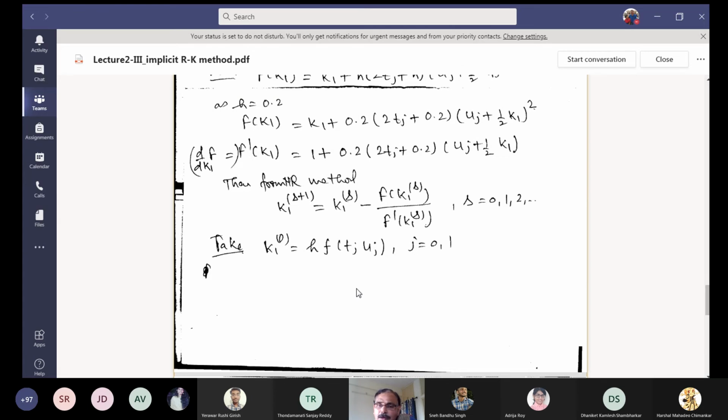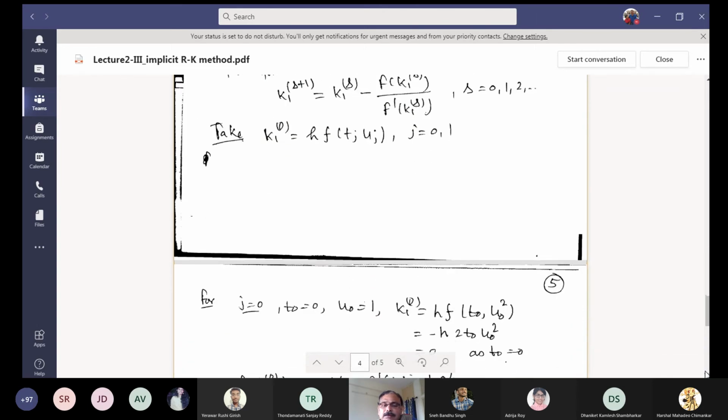If h is very, very small, we have already talked, then it does not matter, the slope at the two consecutive points, means K11 and then the previous value, is very close enough. So that's the reason this K10 is taken as your h into f of tj uj. There are other ways, but you cannot understand that at this stage.